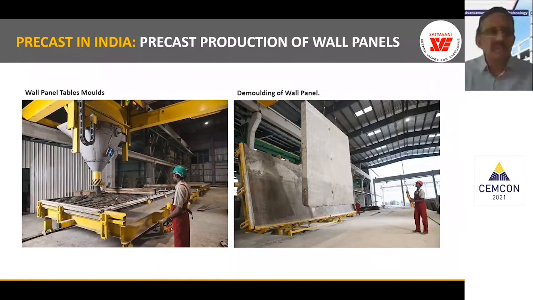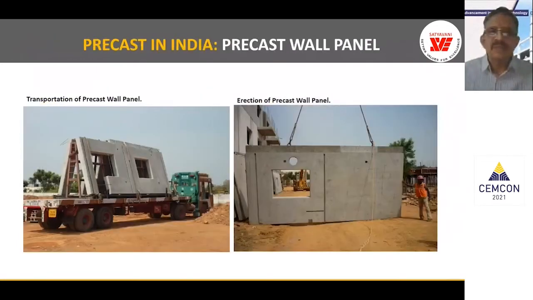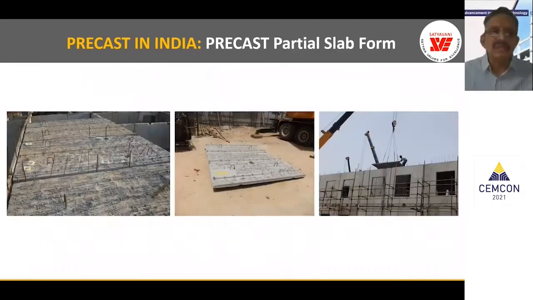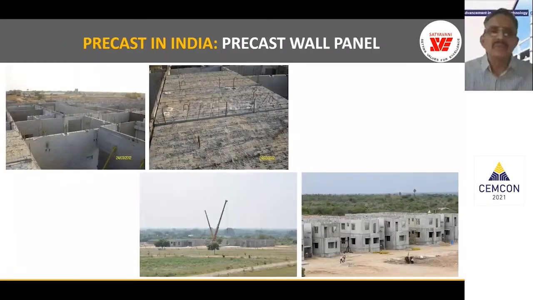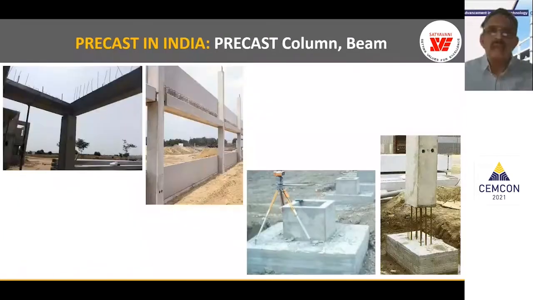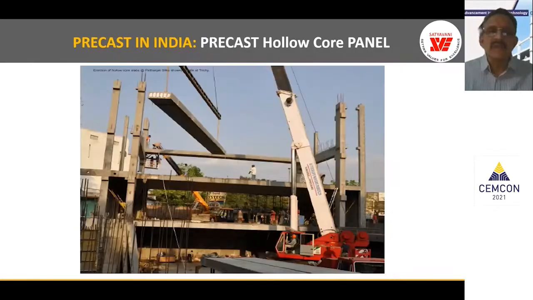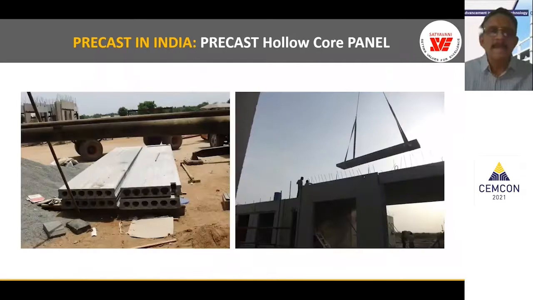We can even set up this casting of the wall panels at the site itself, depending on the time availability and number of panels to be cast every day. And transportation of the panels and erection of the panels. And this is the precast wall panel erection typical photograph. And this is the partial slab forms where we can do the partial precast and partial in situ with the solid wall slab panel also. And precast staircases and precast wall panels and column and beam precast with the joints. And this is the wall panel casting typical photograph and the hollow core panel erection, you can see.